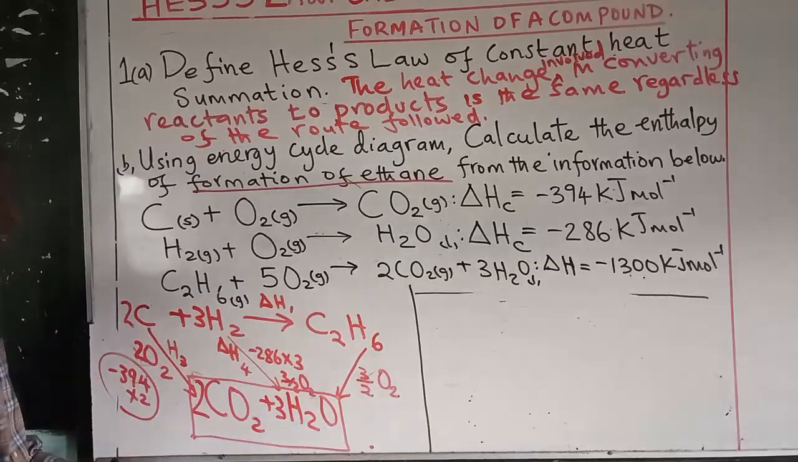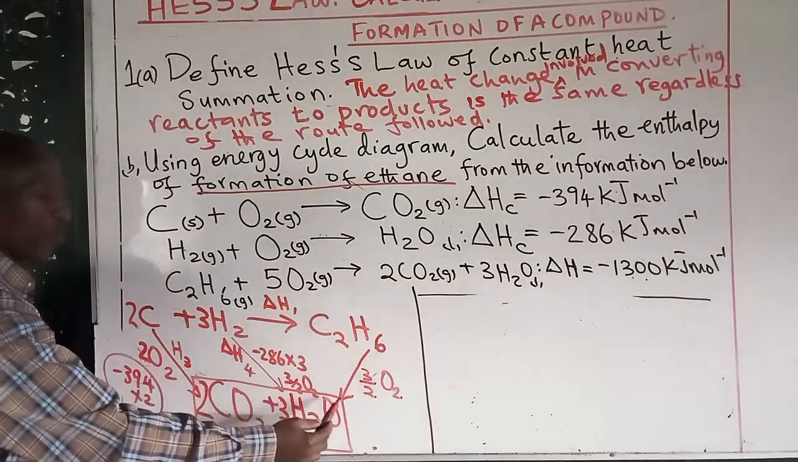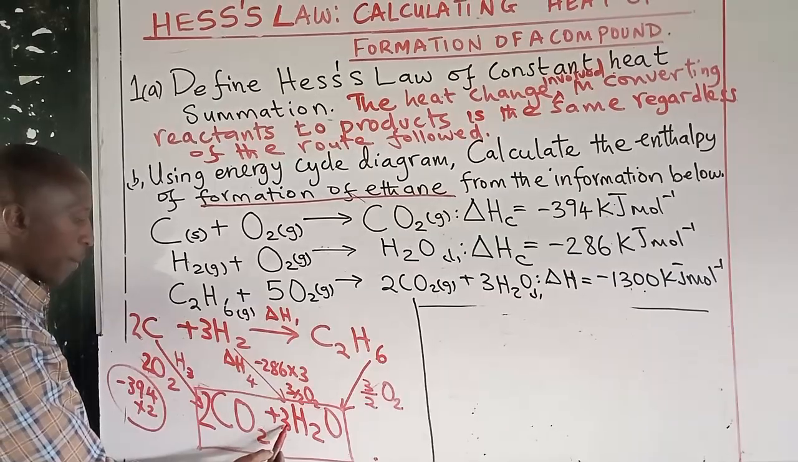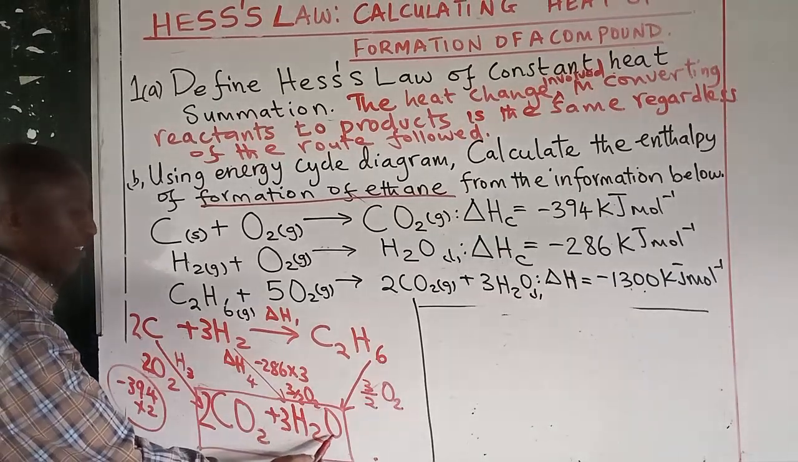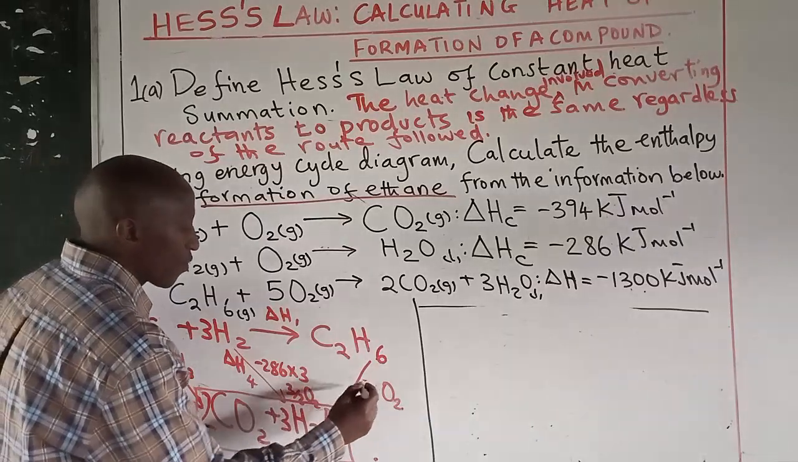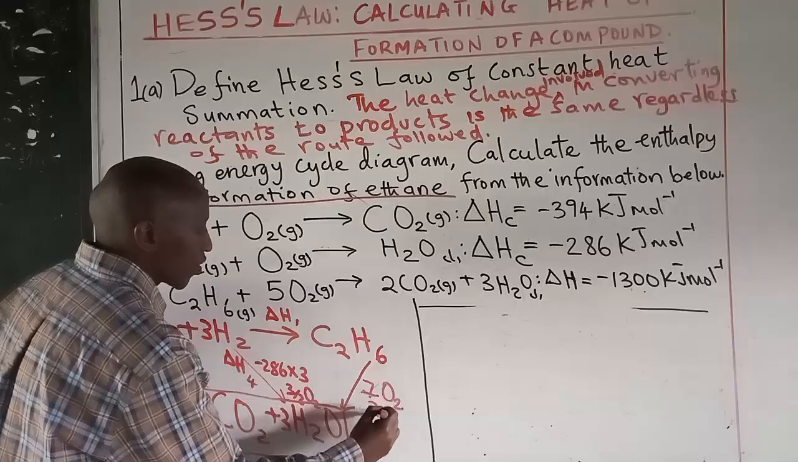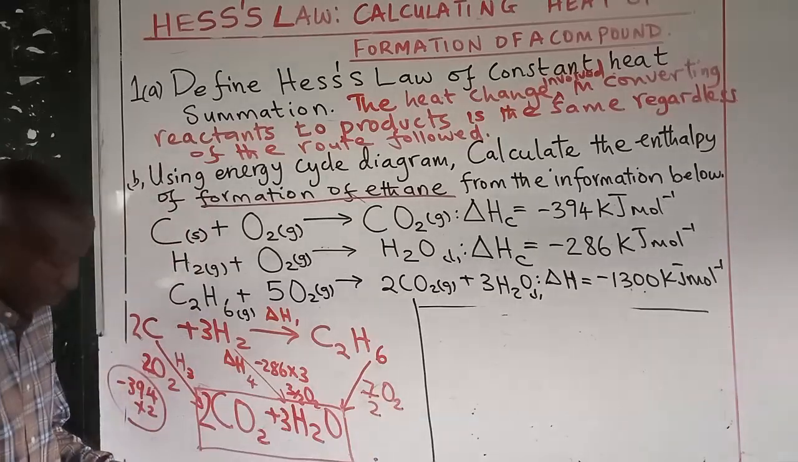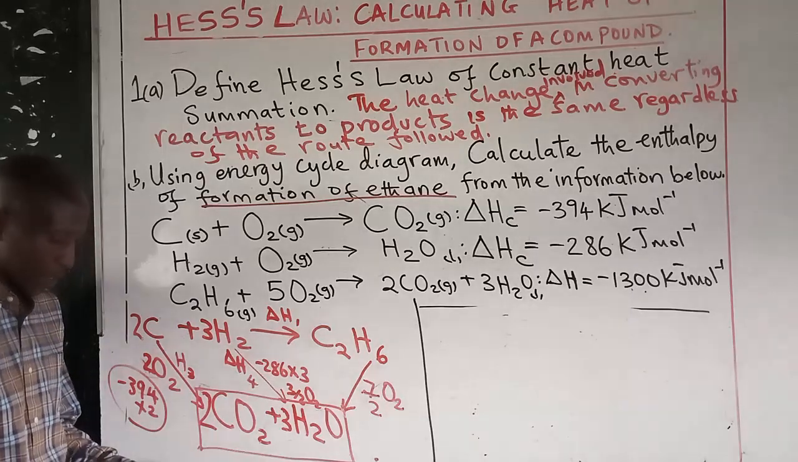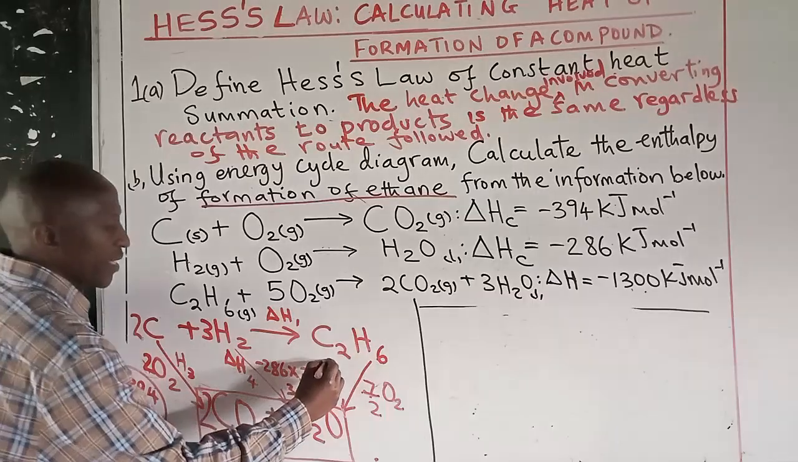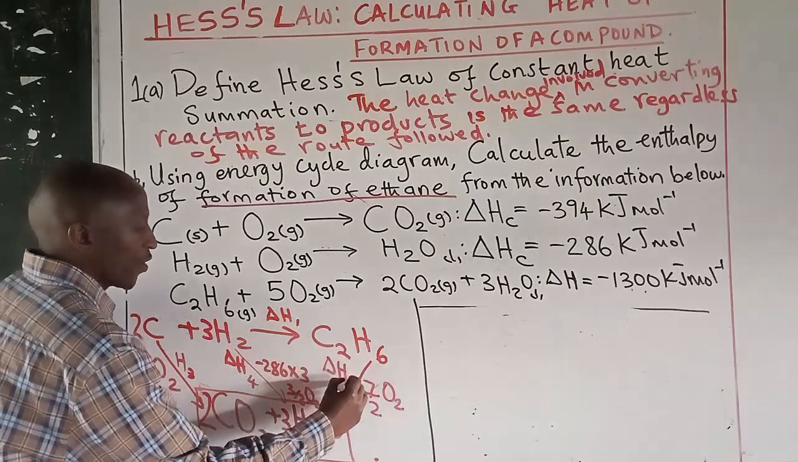Let us see if that is going to be okay. We need 4 plus 3, that is 7. So that should be 7 all over 2 oxygen atoms. So we have that one done, and we can label this as delta H4.